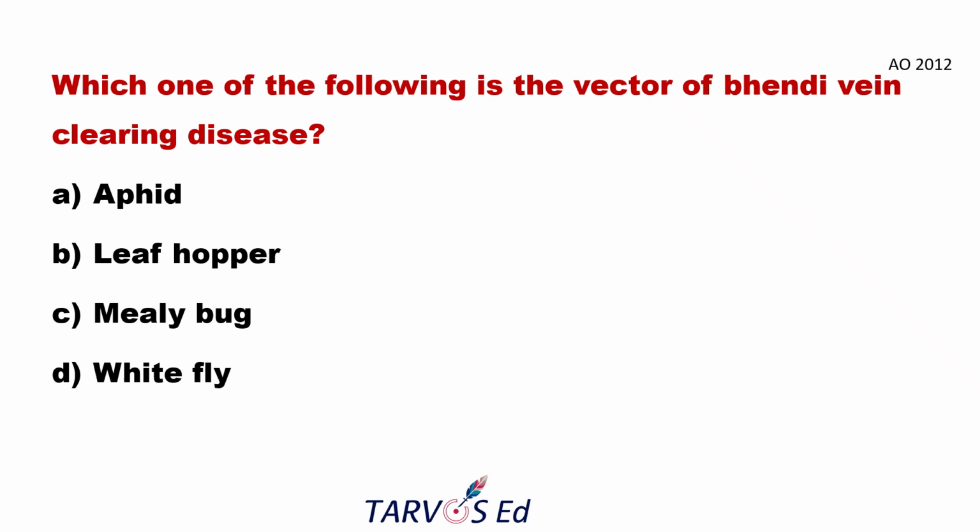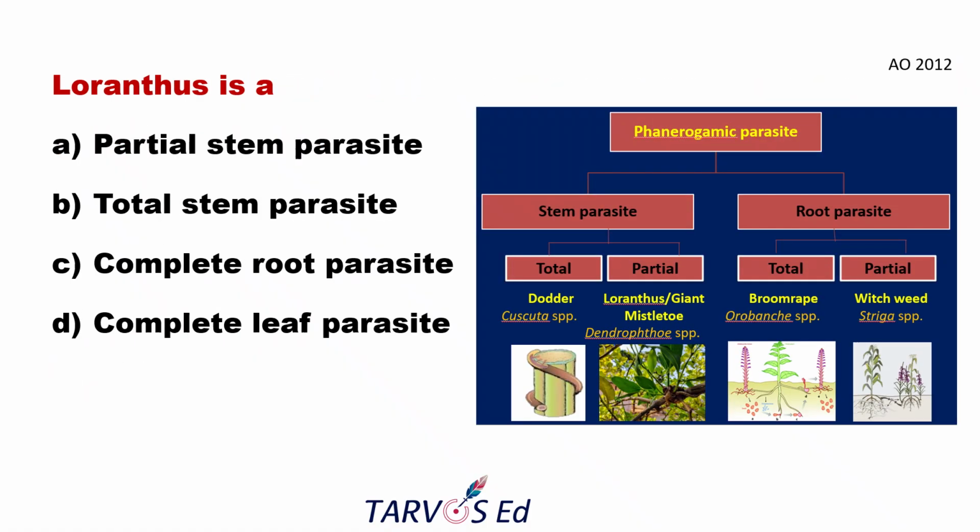So most of the questions will be related to the viral diseases and their vectors only. So you must be very aware about the viral diseases and their vectors. So here I have already discussed this bhendi vein clearing, which is otherwise called bhendi yellow vein mosaic virus, or otherwise called bhendi vein clearing. So which is an important disease which spreads through whitefly. Okay, then this one also we have discussed already.